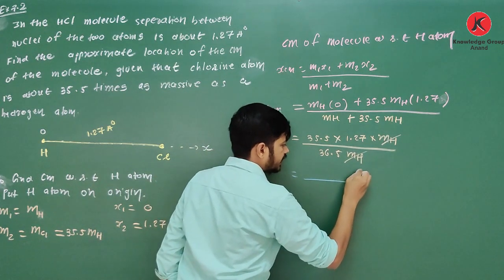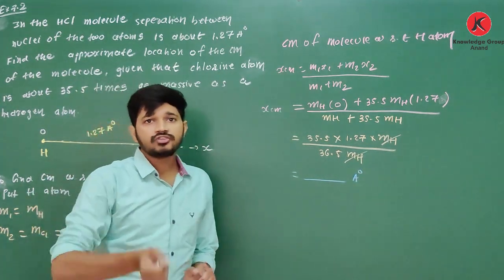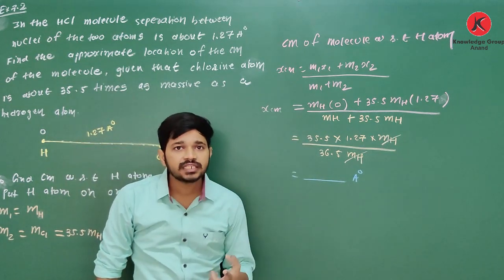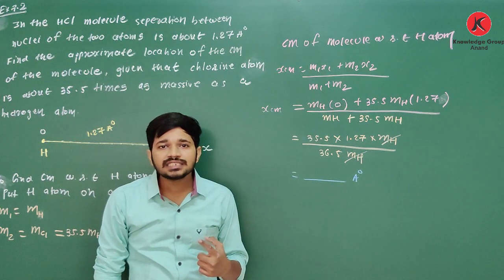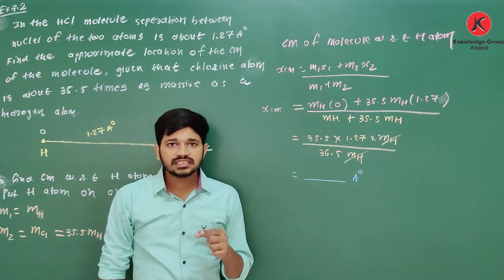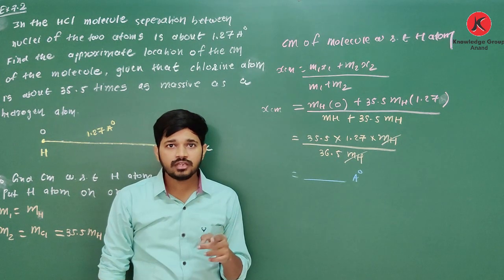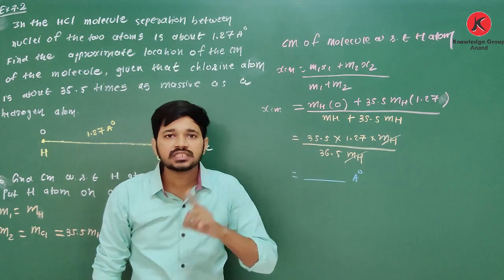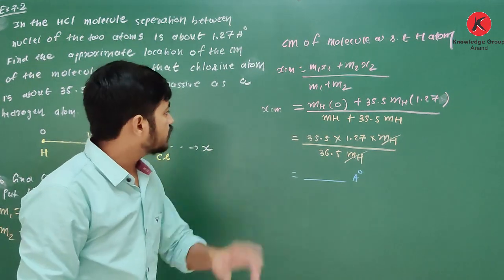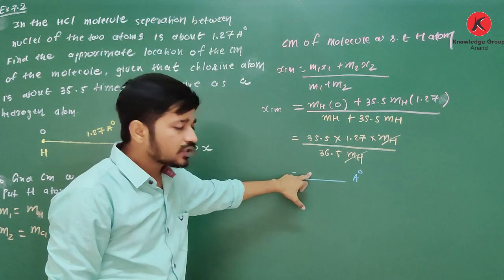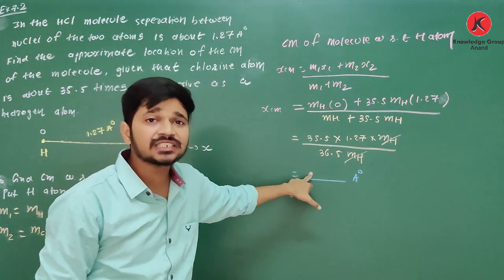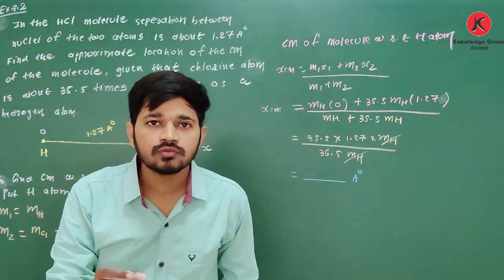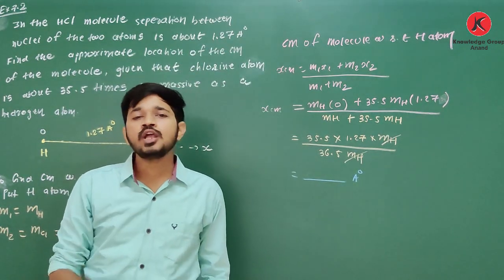What is your answer in angstrom? That you have to find. And you also have to write, this center of mass is near to which atom? Near to hydrogen atom or near to chlorine atom? That you have to write compulsorily in comment box. Clear? So answer of this question, that is X center of mass, what is its value, and center of mass is near to which atom, that you have to write in comment box.